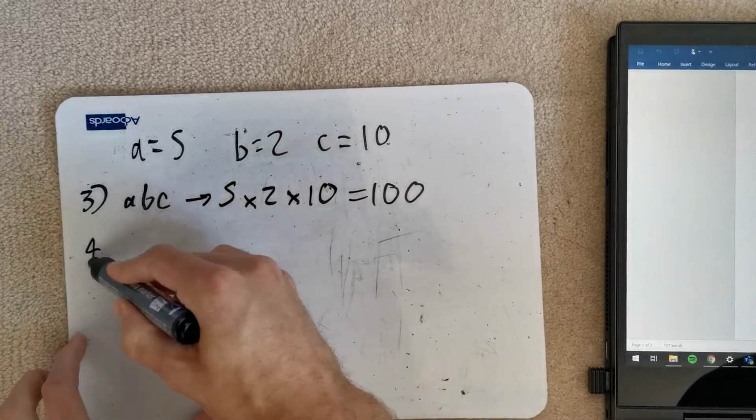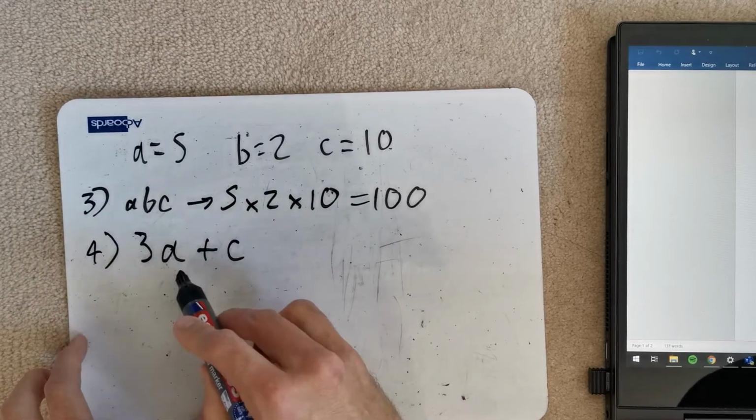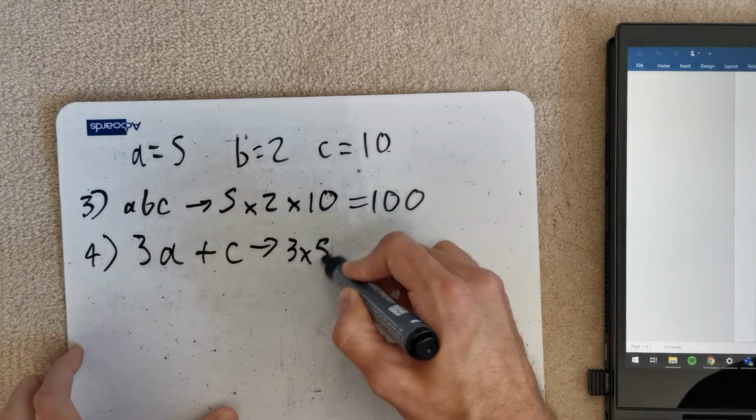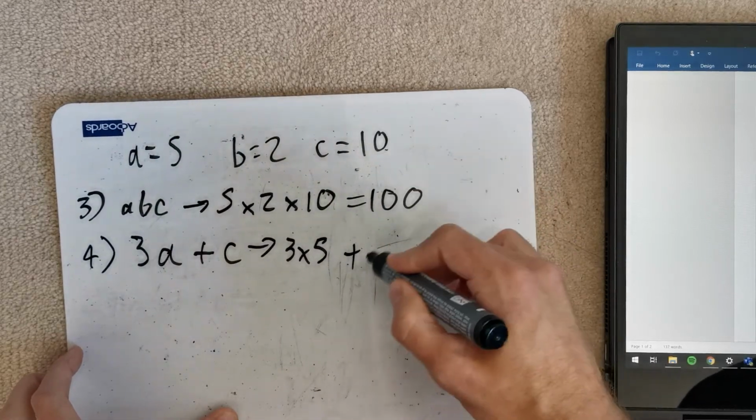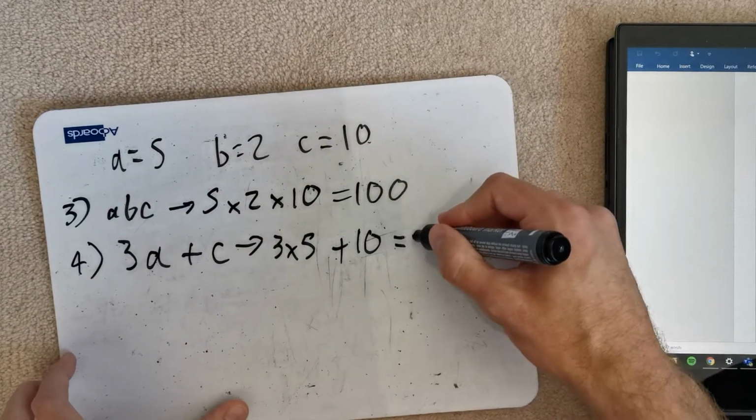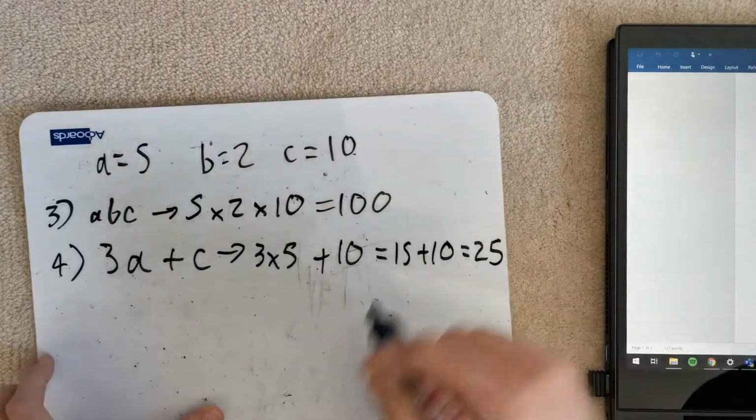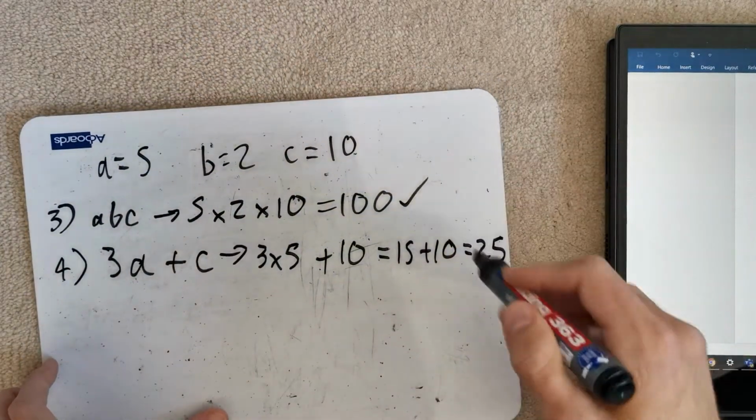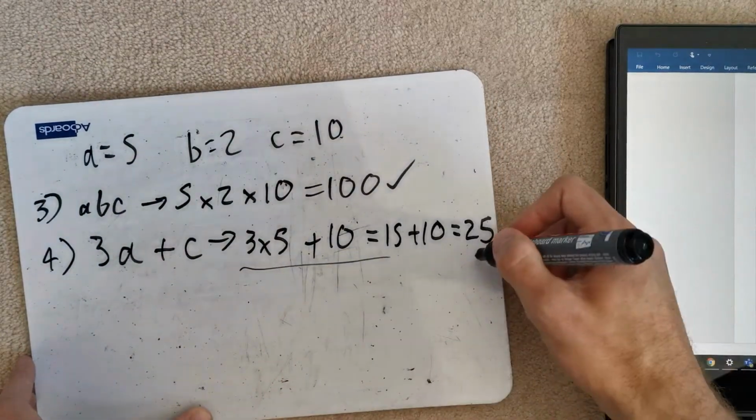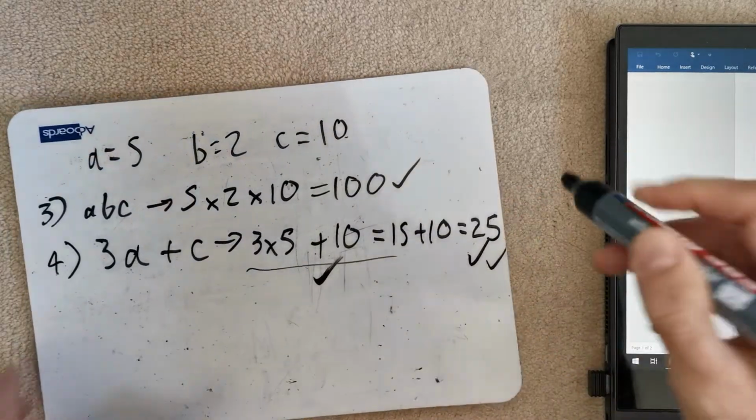Question 4, it says work out 3A plus C. 3A means 3 lots of A. So 3 lots of 5, add C. 3 times 5 is of course 15, add 10, we're going to get 25. That was a 2 mark question. If you're following BIDMAS, that is going to be 1 mark, and then the final answer of 25 is 2 marks.